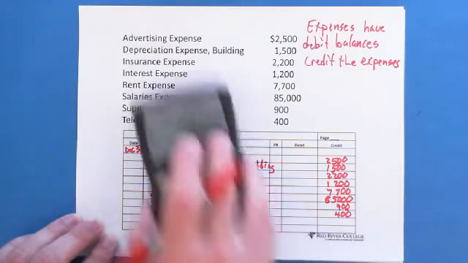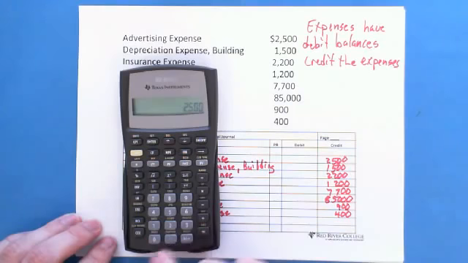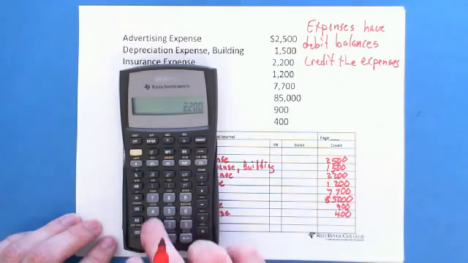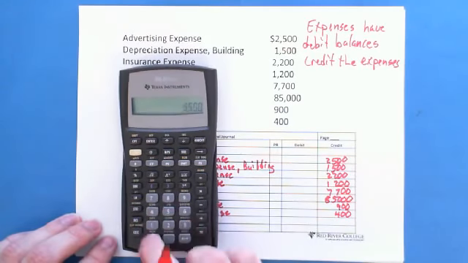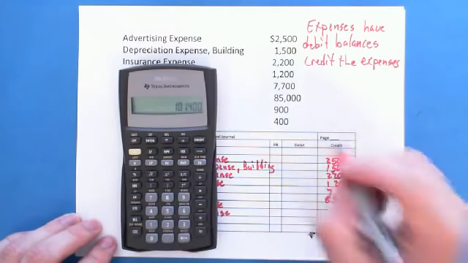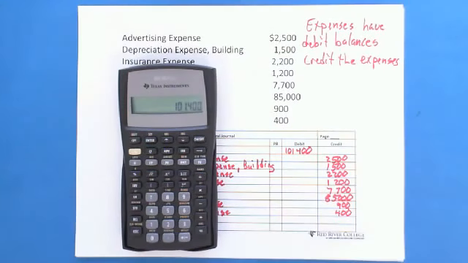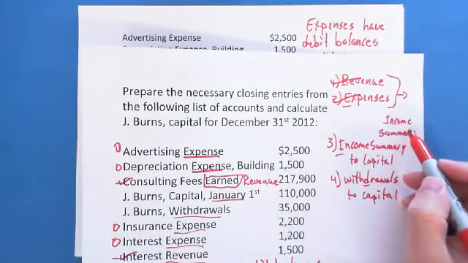So now we just add those all up, and then we debit the income summary for the total. So then the total is 101,400. Okay, so that's step 2, closing the expenses. So there you go, both get closed to the income summary.